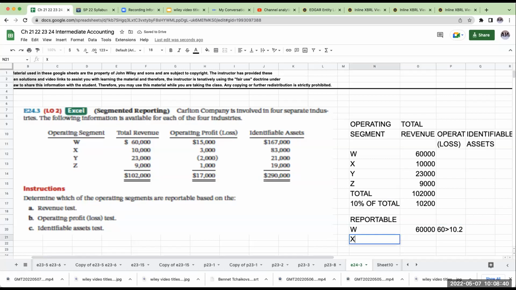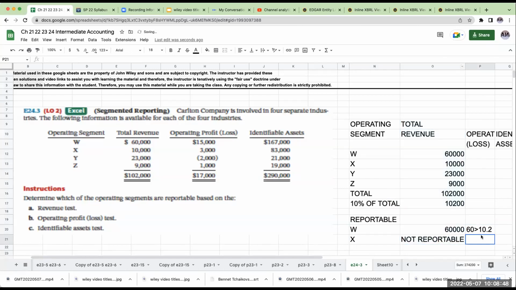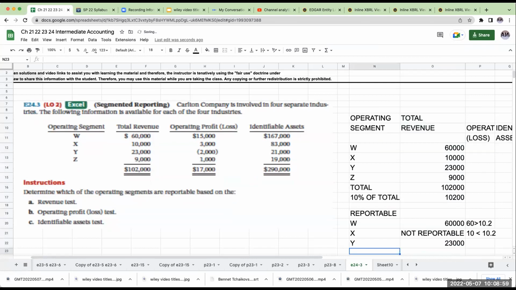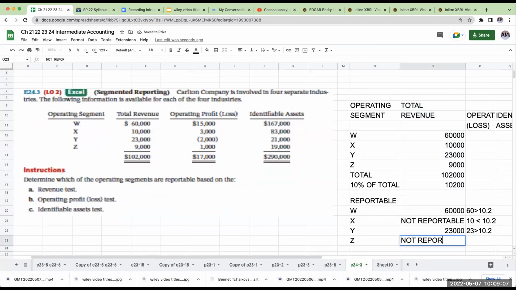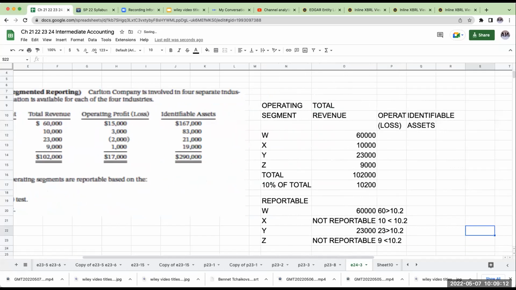Over here, X is not reportable. Why is it not reportable? The reason is that 10 is less than 10.2, which is the minimum criteria. For Y, it's going to be reportable because 23,000 is going to be greater than 10.2. And then lastly, we have Z, not reportable because the 9,000 is less than 10.2. So those are the operating segments. That's how we deal with total revenue.